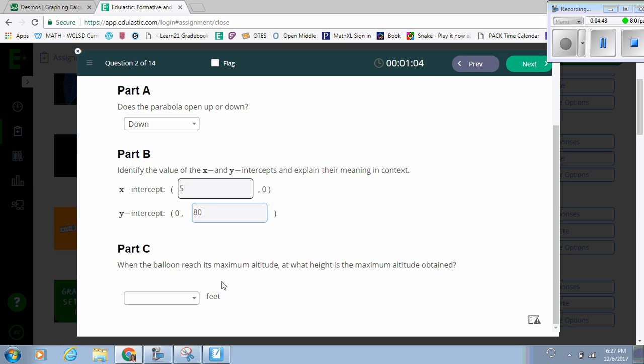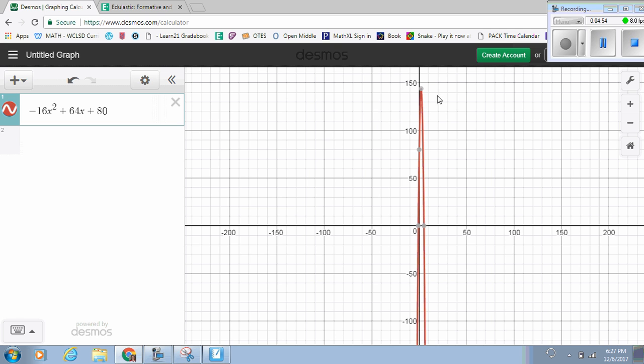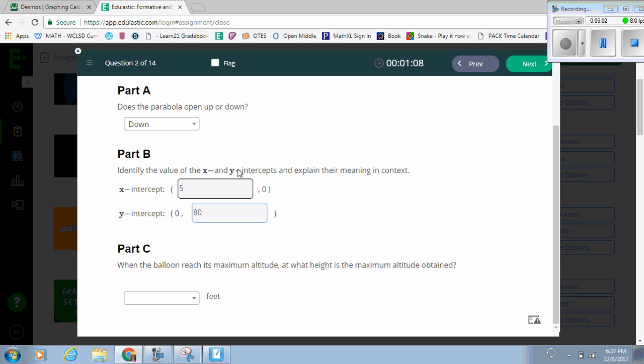When the balloon reaches its maximum altitude, at what height is the maximum altitude obtained? So height, that's the y value. Time is always the x, y is the height. So we have 144 feet.